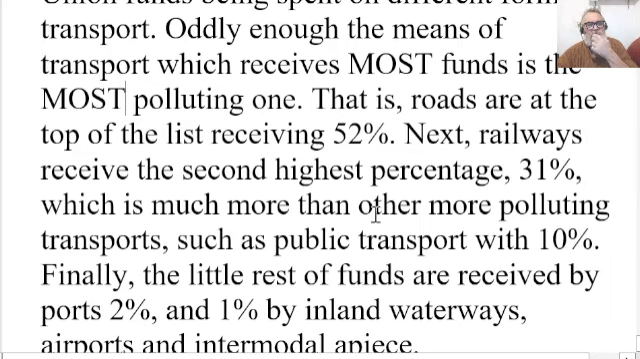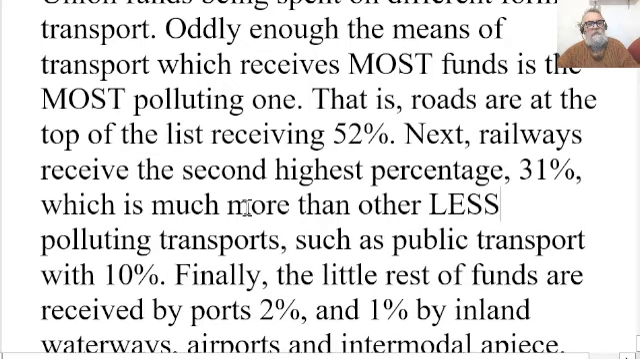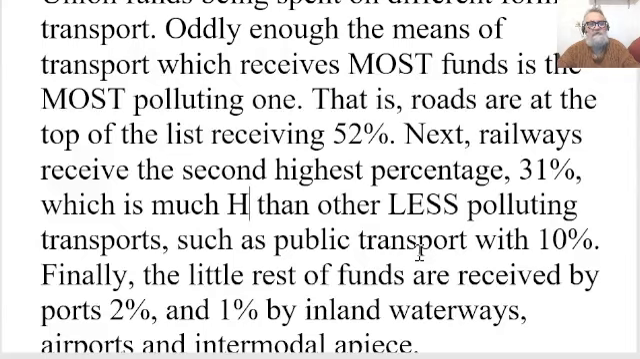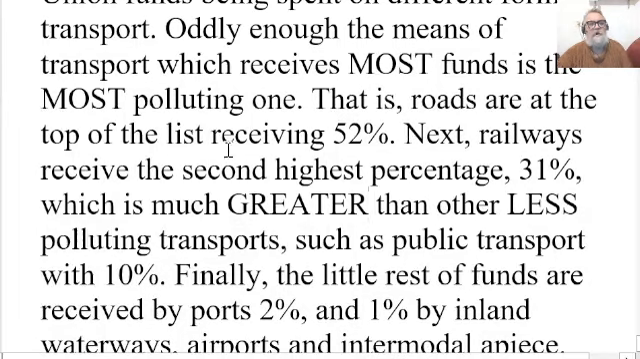Okay, you've got that. So next, railways receive the second highest percentage, which is much more than other more polluting transports, such as public transport, but public transport is less polluting. I think you've got this the wrong way around. Which is much greater. So that is, roads are at the top of the list, receiving 52%. Next, railways receive the second highest percentage, 31%, which is much greater than other less polluting transports.